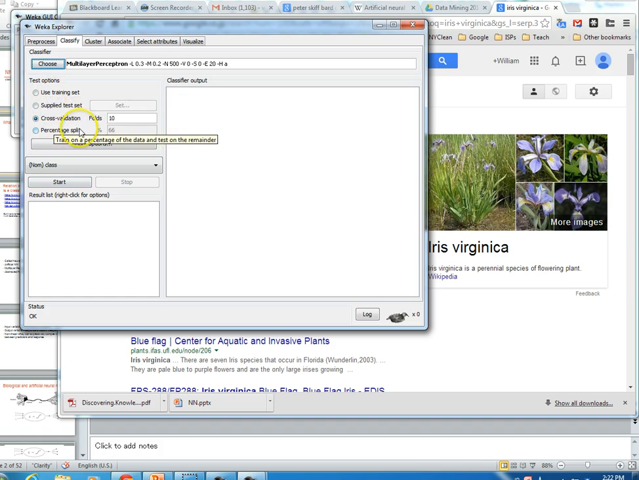Now here, one thing that I hope we talked about last time was this option here, percentage split. Can somebody explain to me what the purpose of the percentage split is about, or what that's about?